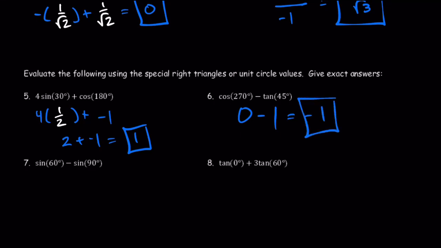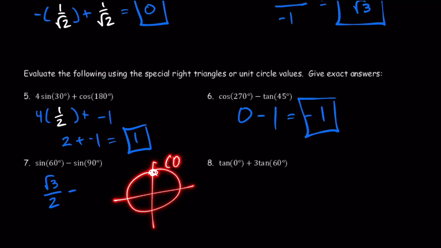Sine of 60, well, look at this one here. Sine of 30 was 1/2, so sine of 60 is not going to equal that. So it's got to be the other side, which is square root 3 over 2. Minus sine of 90. There's 90. That's 0, 1. Sine is the y value, so that's going to be 1.